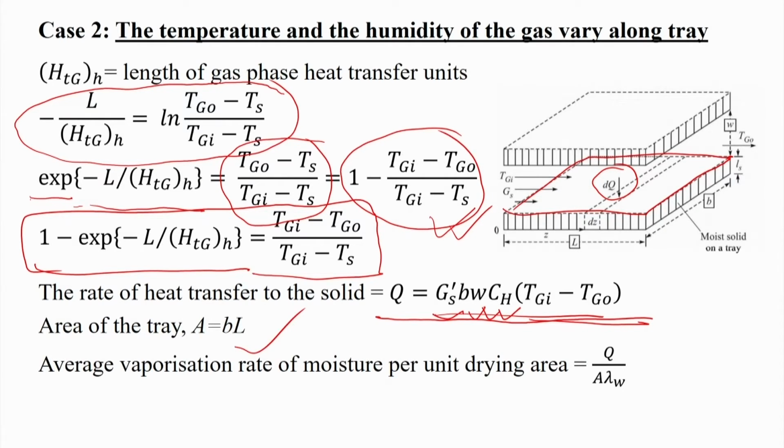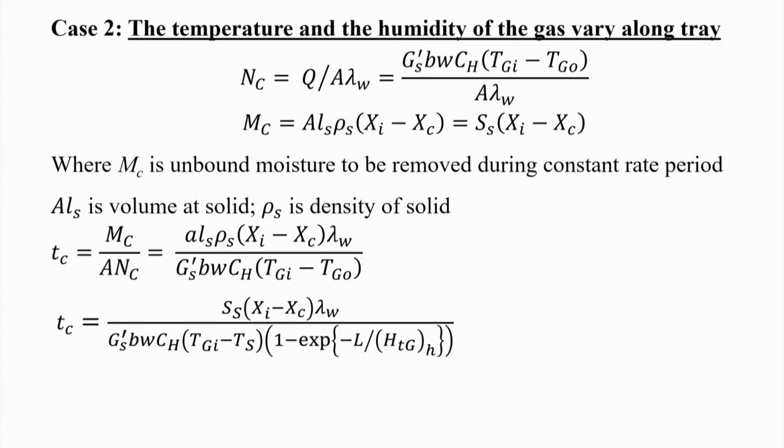So, the average vaporization rate of the moisture per unit drying air will be Q by A into lambda W. Then we calculate the rate of drying in the constant drying rate period, Q by A into lambda W. Whatever Q we have got, that is Gs prime into B into W into Ch into (TGI minus TG out), divided by A into lambda W.